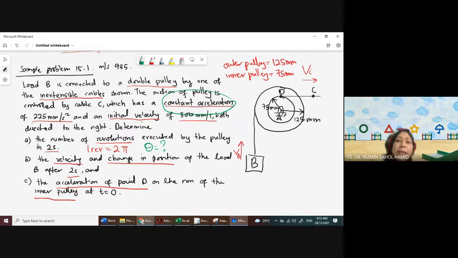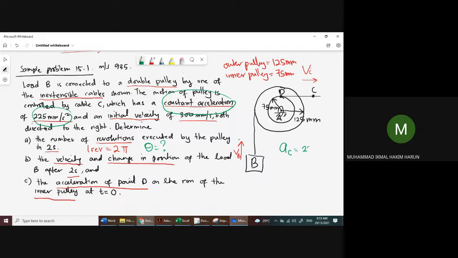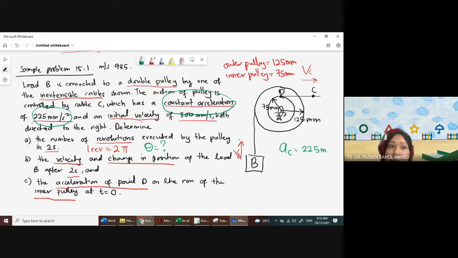225 mm per second tu apa? Ni, kelas. 225 meter per second ni. Ini adalah constant acceleration, betul tak? Okay, so maksudnya dia adalah constant acceleration untuk A apa? AC, untuk pulley C punya acceleration, betul tak? Yes. 225 millimeter per second square.